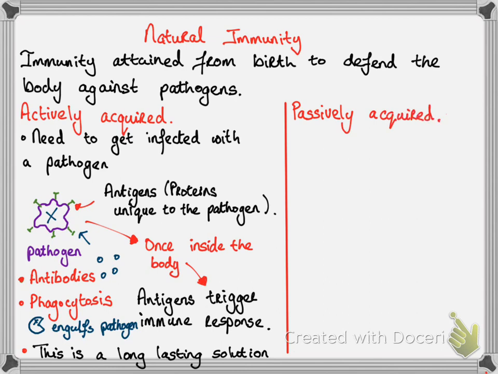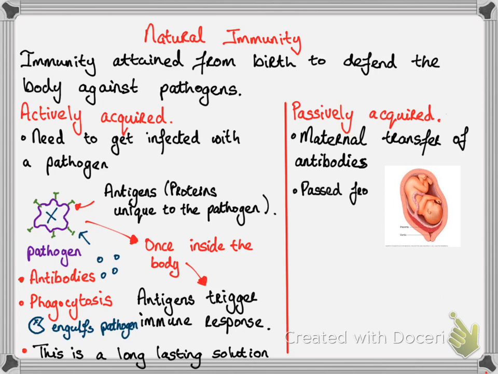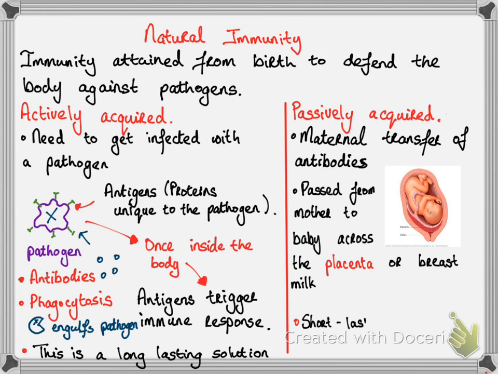The second method of acquiring it is passively acquired. So this is usually done by maternal transfer of antibodies, so between mother and child, and it usually is passed along to the baby across the placenta or by breastfeeding or breast milk. This, however, is only short-lasting. As the baby didn't produce these antibodies, it is only short-lasting.